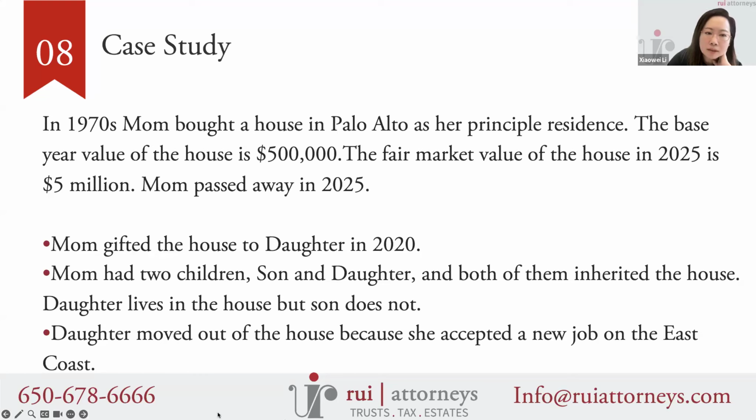Okay. And let's change the scenario. If mom has 2 children, son and daughter, and in mom's estate plan, mom said both son and daughter get this house. So if just the one child, for example the daughter, lives in the house, but the son does not live in the house, or the son has his own house, will that still qualify to avoid the residency reassessment rules under Prop 19? Yes.